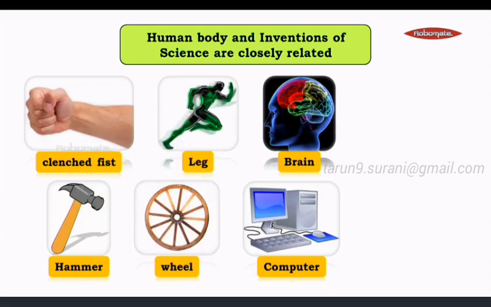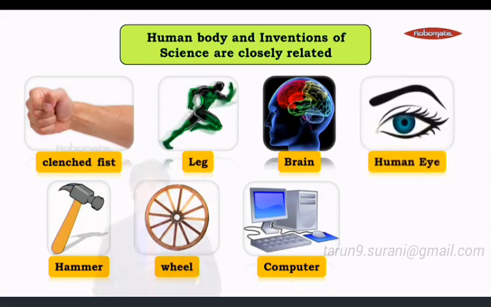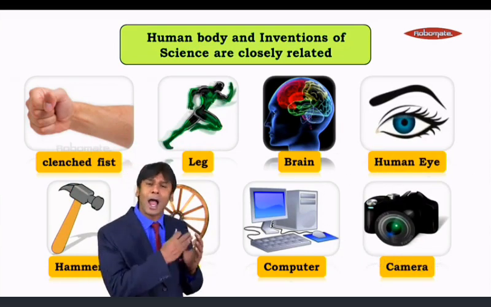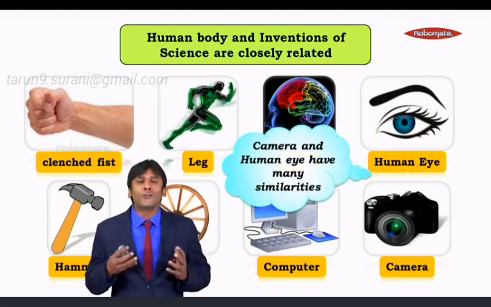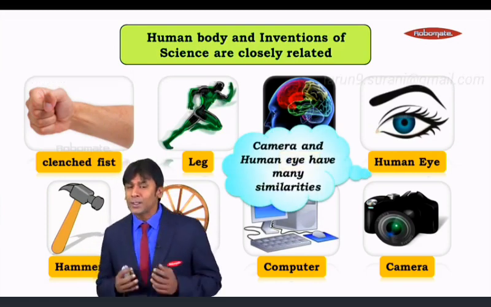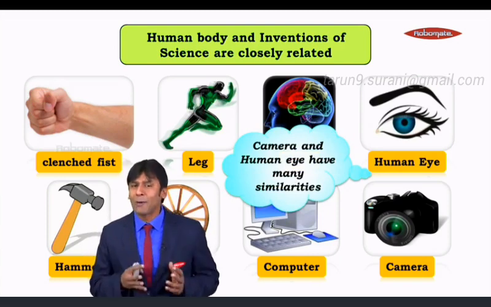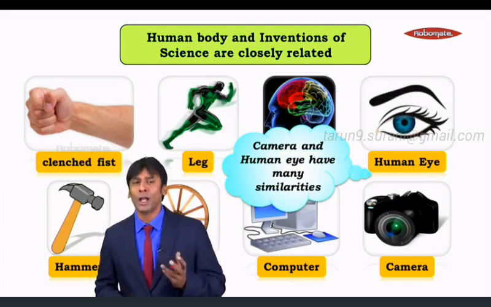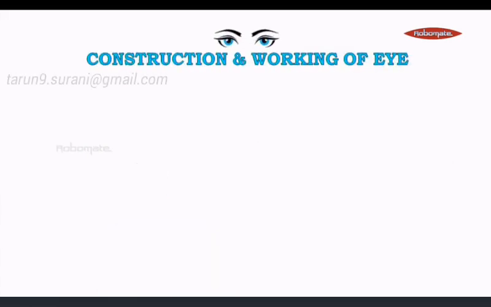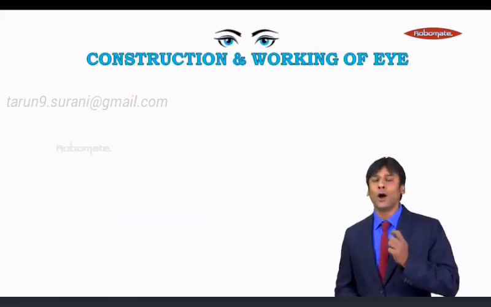Similarly, students, in this topic as we go by, we'll understand that the function of the human eye and the camera have a lot of similarities. That means the person who discovered a camera should have a very good knowledge of how the human eye functions. Now, starting with the structure of human eye, let us understand the construction and working of eye.